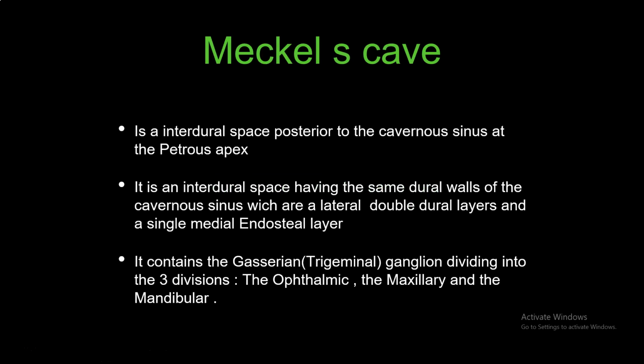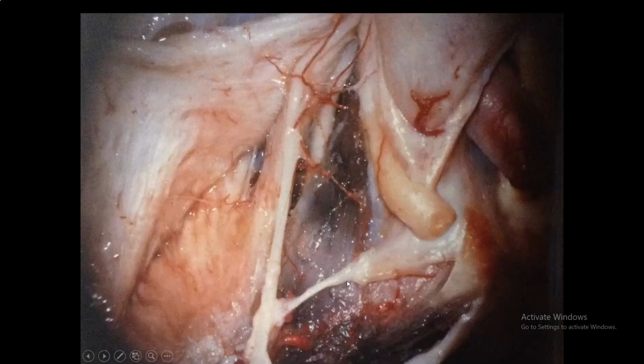Meckel's cave. Meckel's cave is an interdural space, as we said, posterior to the cavernous sinus and below it at the petrous apex. It is an interdural space having the same dural layers of the cavernous sinus, which are lateral double dural layers. As we said, one layer of dura propria and the other reticular layer, and it contains the Gasserian trigeminal ganglion, dividing into three divisions, the ophthalmic, maxillary, and mandibular divisions.